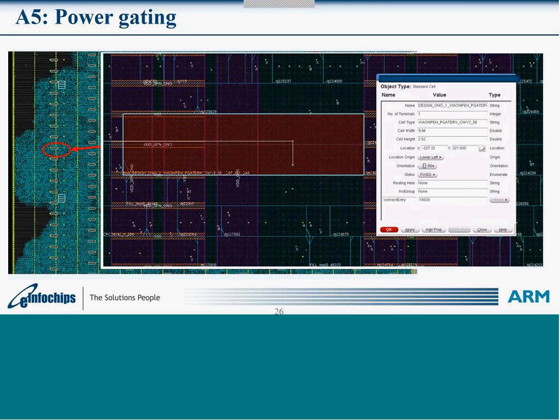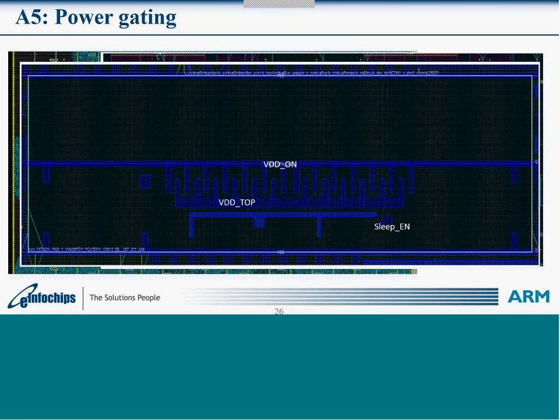If I go to the next one, zooming down to that power gating cell, this is a dual height cell. The top most rail is VSS and the bottom most is also VSS. The other one is VDD on, and you see the VDD top over there. This VDD top would be directly connected from the top level power stripe.